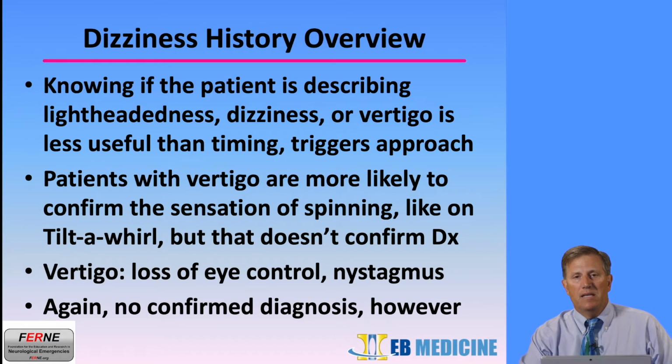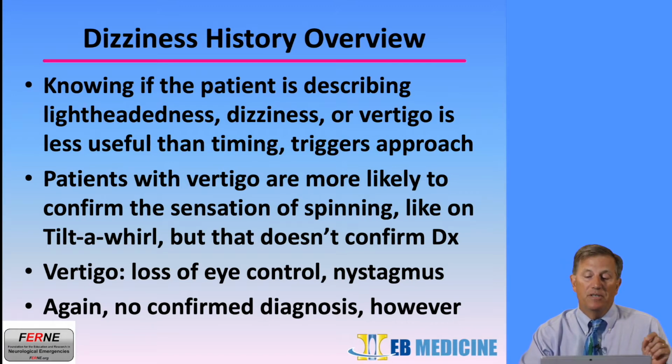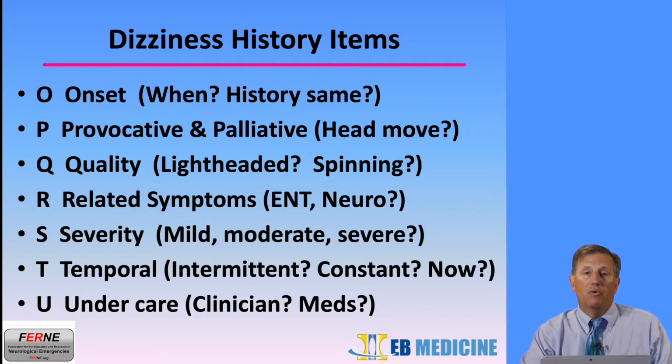An overview of the dizziness history is important because knowing if the patient is describing lightheadedness or dizziness or vertigo is actually less useful than the timing and triggers approach suggested by Dr. Edlow in this monograph. We know that patients with vertigo are more likely to confirm a sensation of spinning, like on a tilt-a-whirl, but that doesn't actually confirm any particular diagnosis. So we know with vertigo there's some loss of eye control and usually nystagmus, but again, this does not confirm any particular diagnosis and is less useful than the timing and triggers approach suggested by Dr. Edlow.